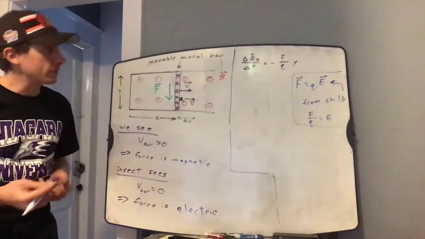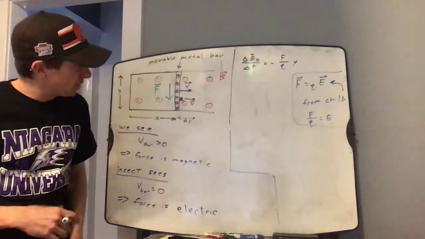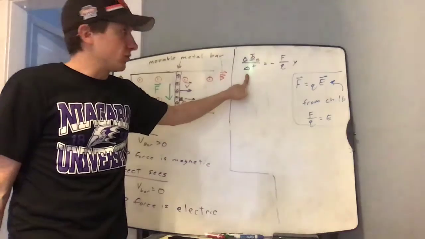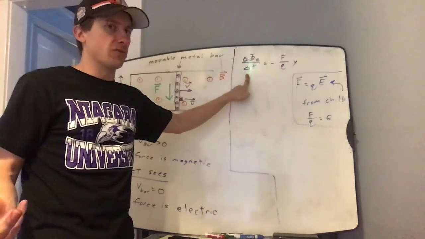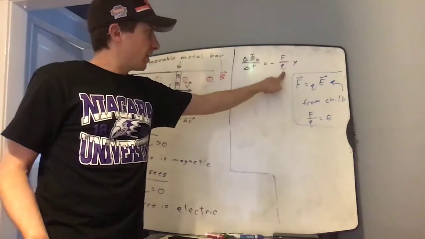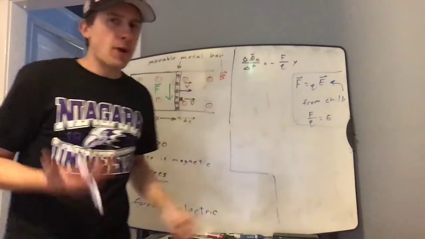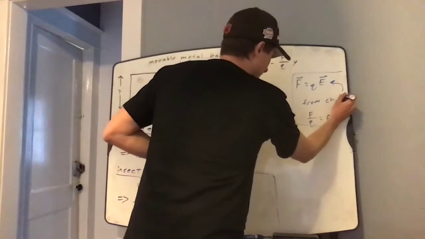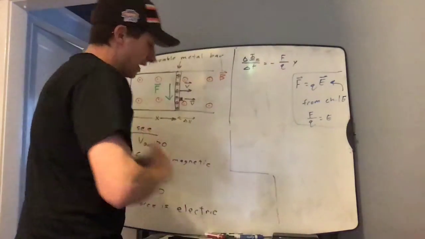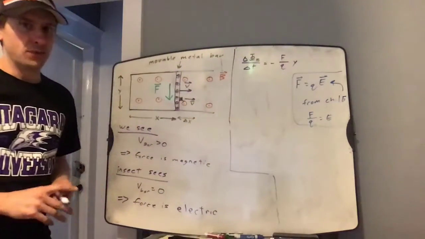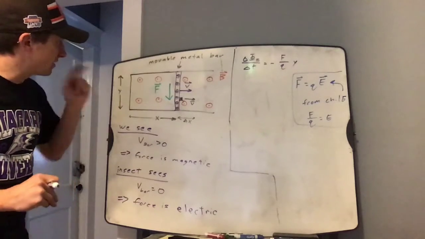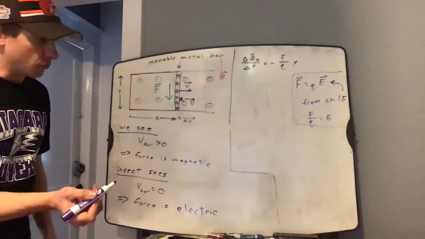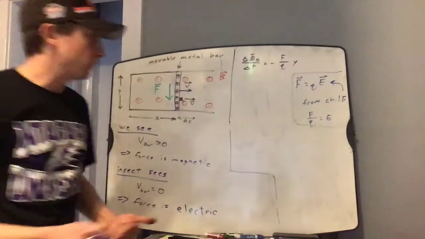And we gave a very loose argument for that because we notice we have a change in magnetic flux over change in time. The rate of change of magnetic flux is F over Q. And we remember from chapter 16 that F over Q is electric field. So let's explore this a little bit more and see if we can convince ourselves that from the insect's perspective, the force on the charges is the electric force.